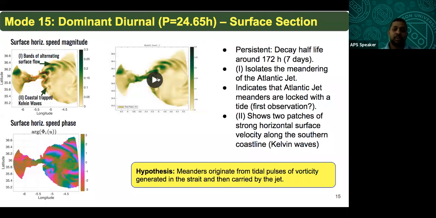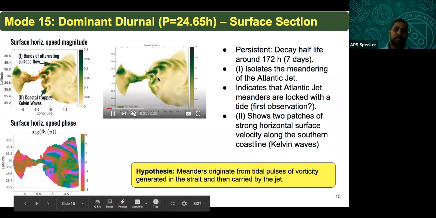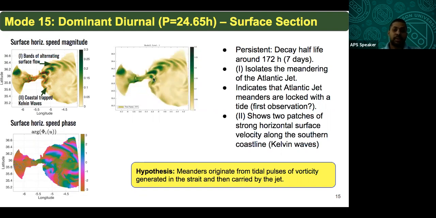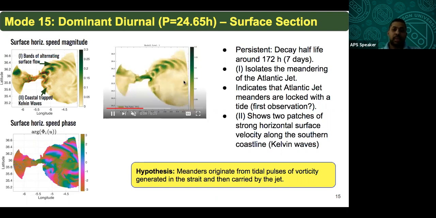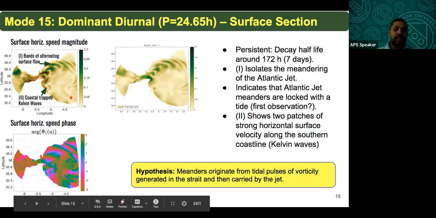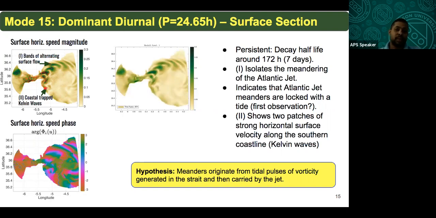This is a feature not known until now. I think this is the first time such a feature has been found, and we think these meandering modes originated from that tidal pulse. The next important feature, which is also less known, is the coastally trapped Kelvin waves, which are also seen in this video. Those are the two interesting features we identified in this analysis.